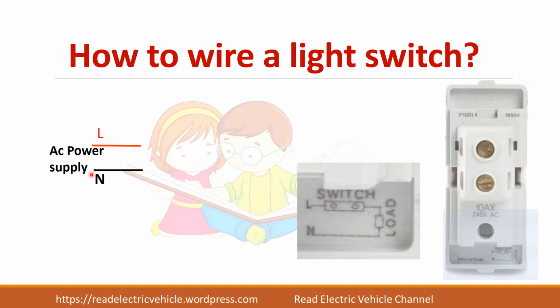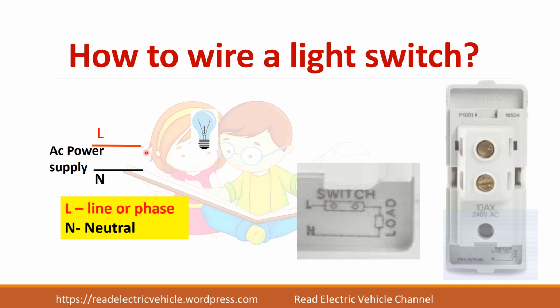So let us take the power supply. Here L represents the line and N represents the neutral. So I am taking the load as the bulb and let me connect it directly. If I connect the supply to the bulb directly, what happens? It will be glowing continuously.